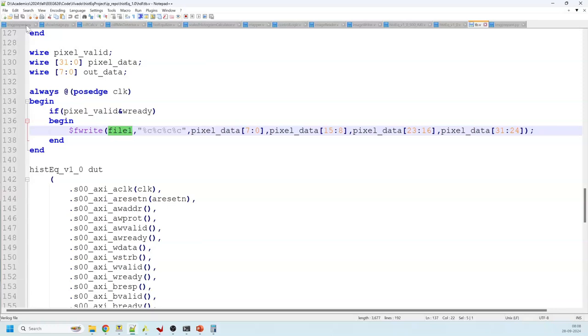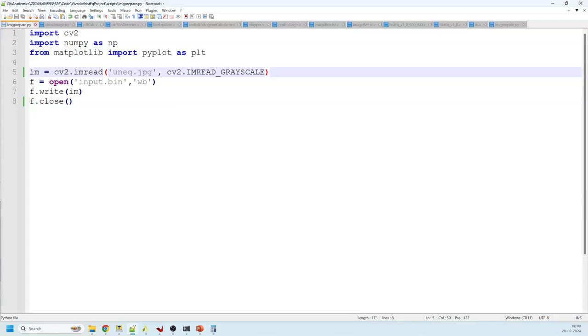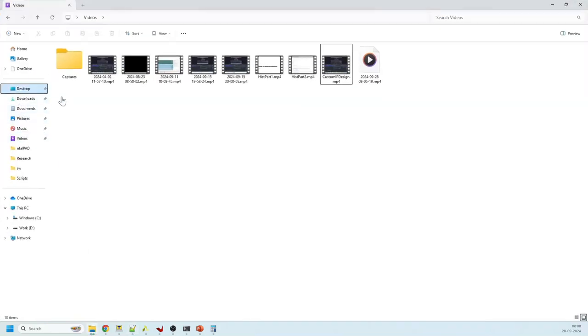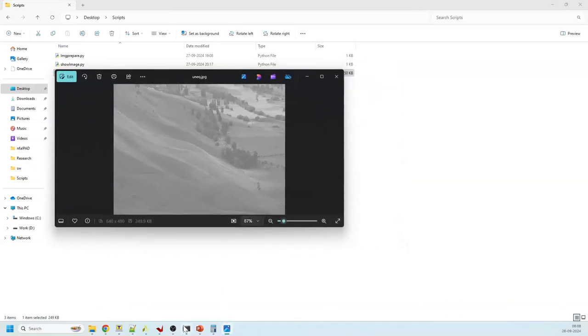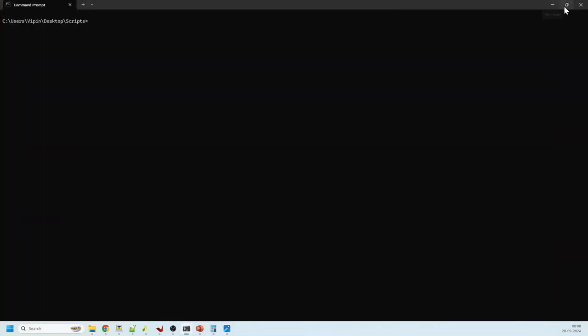design. This image prepared.py is the Python script based on OpenCV used for converting an image to a raw binary file. Of course, this is in binary, but I want to convert it into raw binary. So we open it, read it, and store it. That's it. To demonstrate that, here is our input image, this one. I'll be running this script.